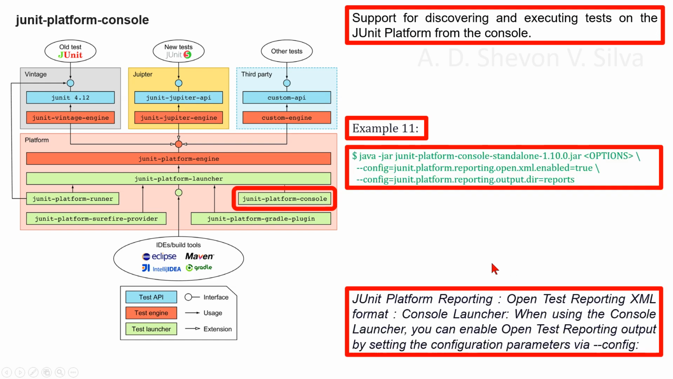And now here we are considering Open Test Reporting in the console launcher, Open Test Reporting XML in JUnit Platform Reporting. When using the console launcher, you can enable Open Test Reporting output by setting the configuration parameter via --config here.